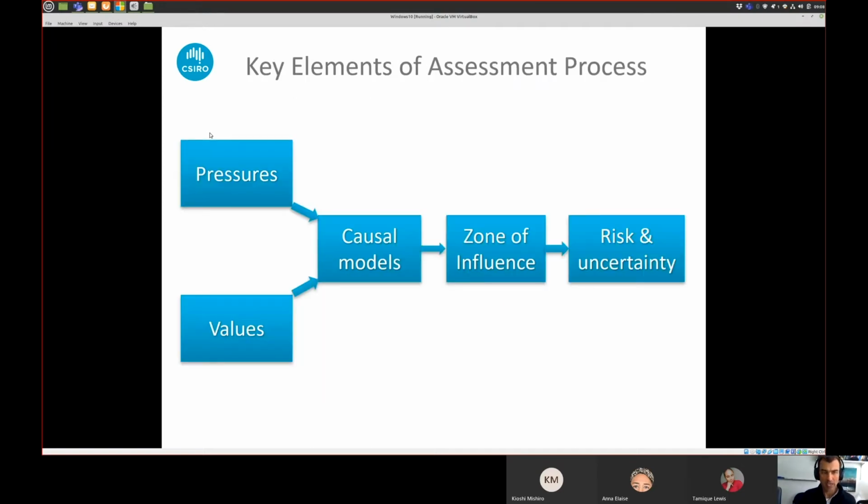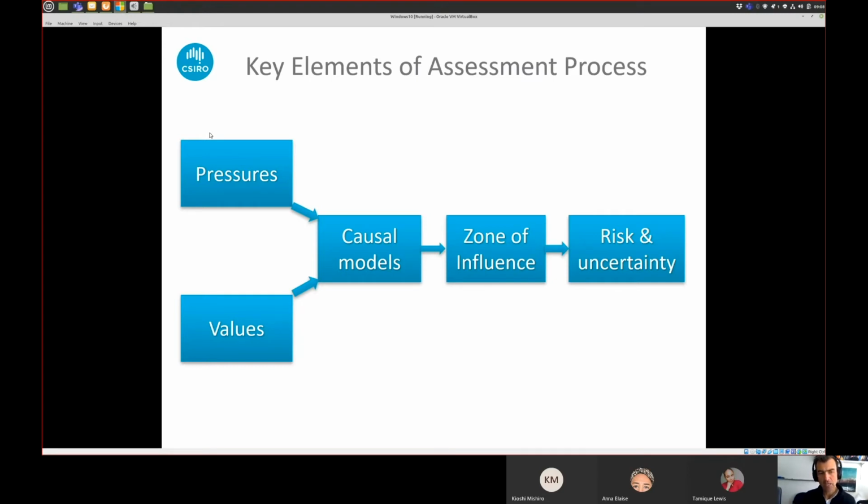Some of the work that we've done looking at the key elements of this assessment process can be basically broken down into 5 key steps. First is an understanding of the pressures that are going to occur in the system. So what are the things that are coming in that are going to cause a change in the system? The second is what are the values? What are the things that we care about, the ecosystem components?